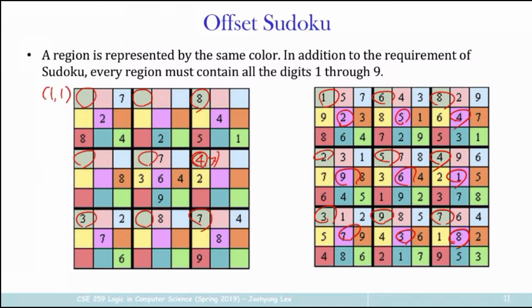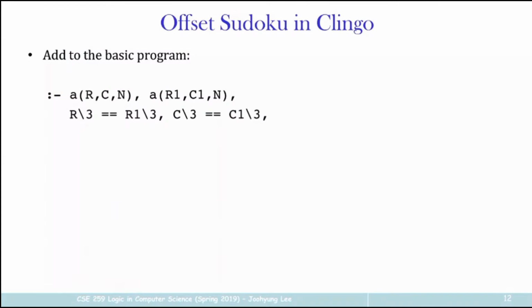1, 1 and 4, 7 belong to the same region. How do we check that? So 1, 1, okay, and 4, 7, okay. So R divided by 3. What is the remainder when you divide R by 3? By the way, what is the remainder? Okay, you divide it, and then something remains, right? What is the remainder of 5 when it's divided by 3? 2. What is the remainder when 6 is divided by 3? 0. True.